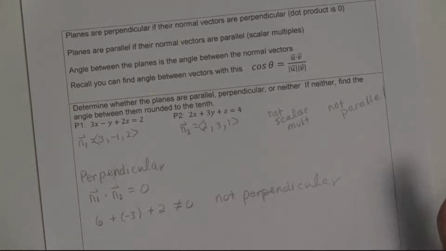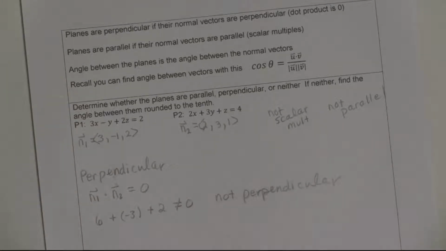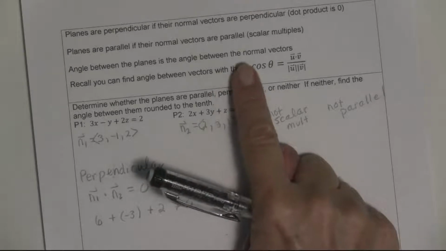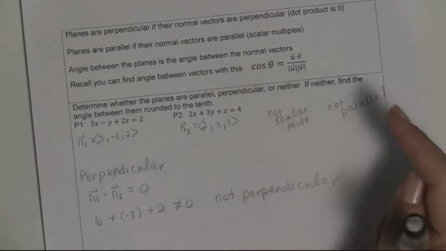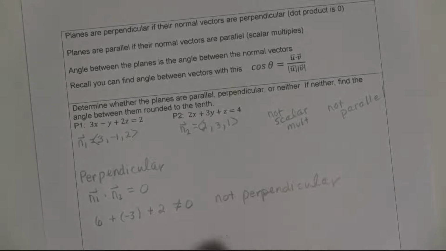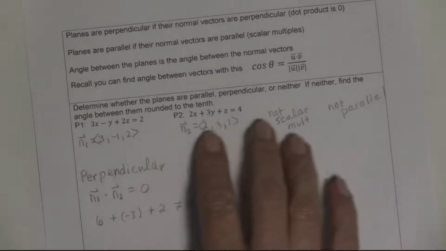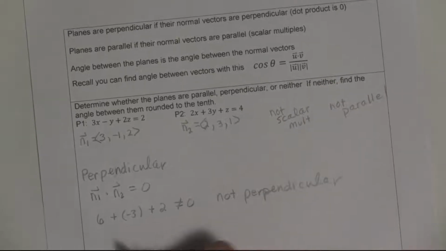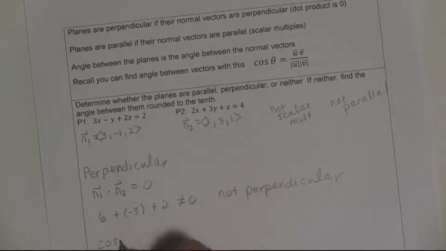And so now they're asking us to find the angle between them and round to the 10th. And so they said that all we have to do to find the angle between them is to find the angle between the normal vectors. In this case, instead of having u and v, we're going to have n1 and n2. So this is going to be the cosine of theta.